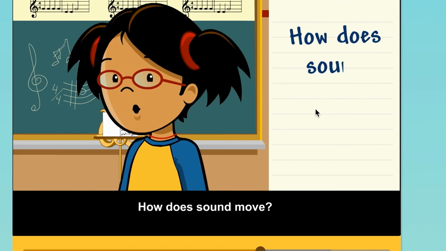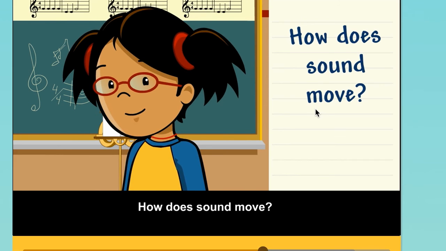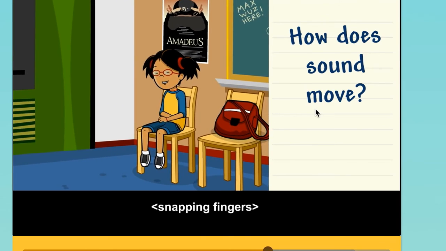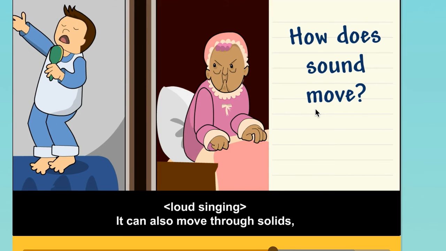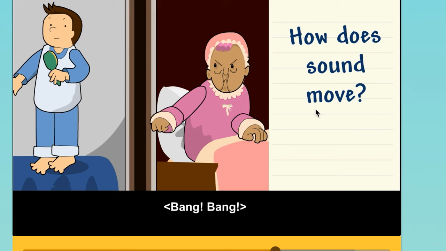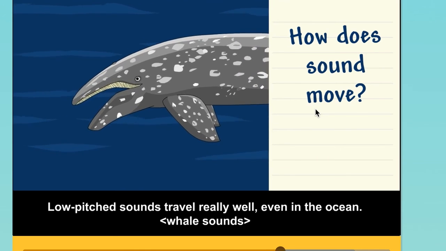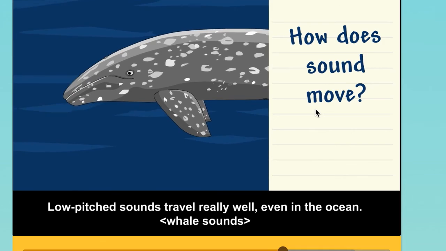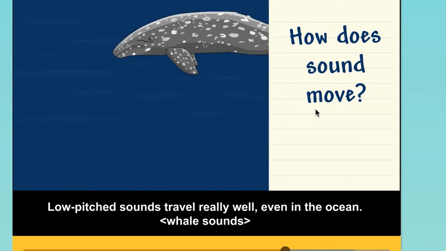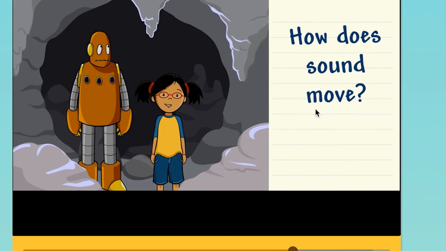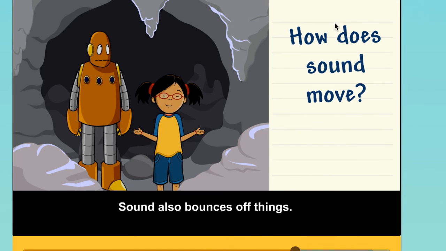How does sound move? Sound can travel through air. It can also move through solids and through liquids. Low-pitched sounds travel really well, even in the ocean. A whale can make sounds to communicate with other whales that are thousands of miles away. Sound also bounces off things.